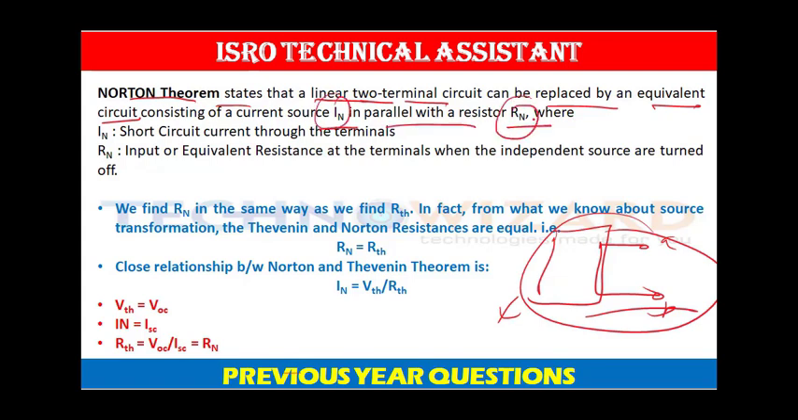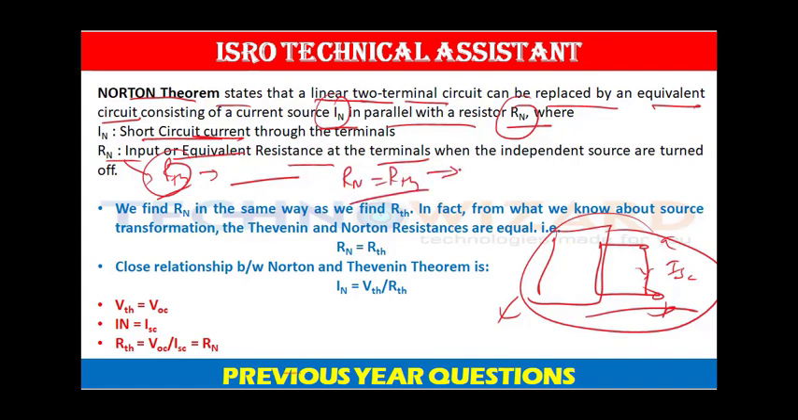RN is the Norton resistance. IN is the short circuit current through AB, ISC, or we can say the Norton current. RN is the input or equivalent resistance at the terminals, the same as RTH, the Thevenin resistance, which we calculate during the Thevenin theorem. Therefore RN is equal to RTH, and to convert Norton into Thevenin, IN is equal to VTH upon RTH. So the Norton theorem is the converse of the Thevenin theorem, or you can say the Thevenin theorem is the converse of the Norton theorem.